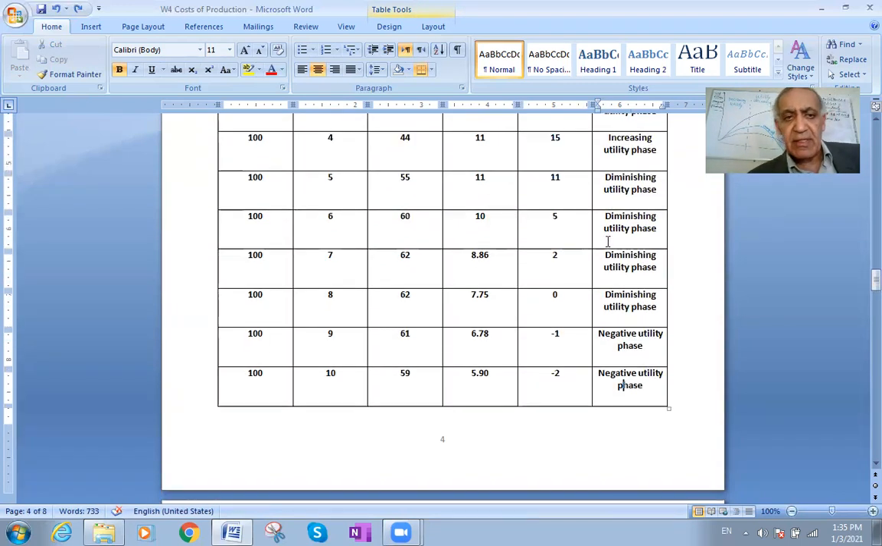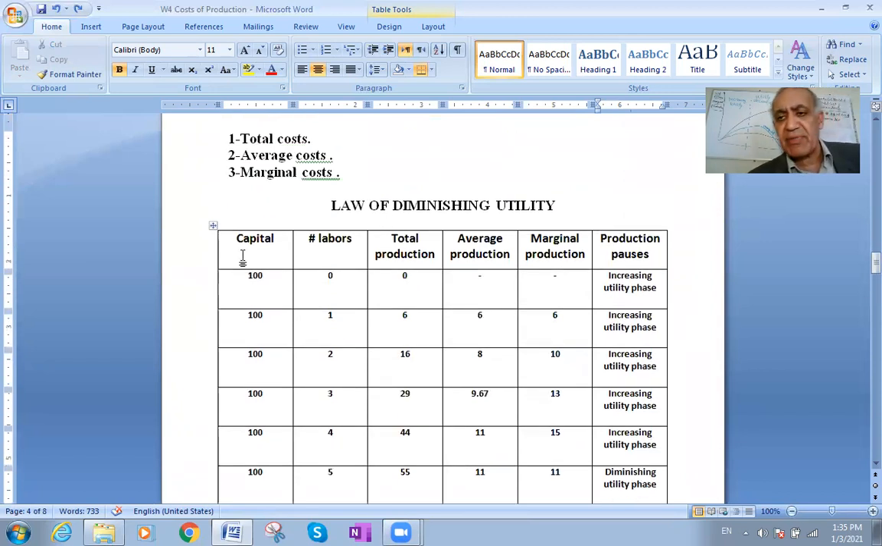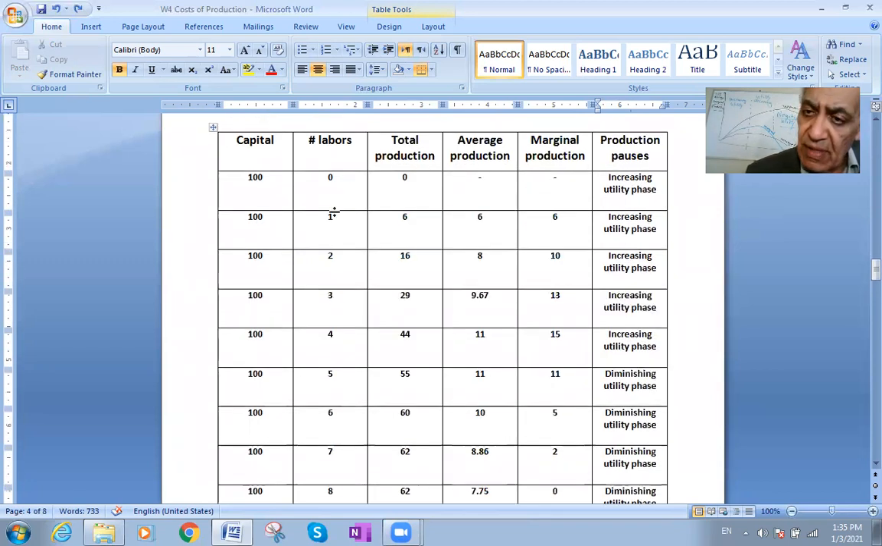The reason is that you fixed your capital, your machinery, your equipment, but you add more labor. In the short run, this will give you a production that will start increasing, then it will come to a limit. After this, it will affect your profits, and then your production, either total or marginal or average, will start to diminish. That's why they call it the law of diminishing utility.